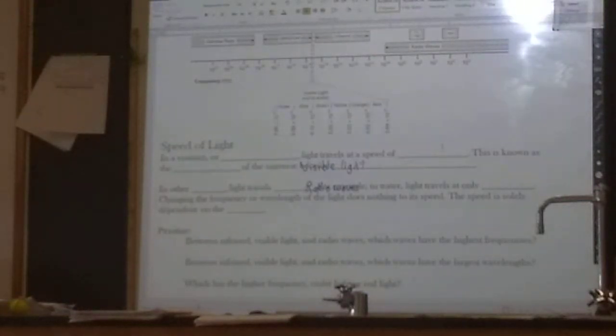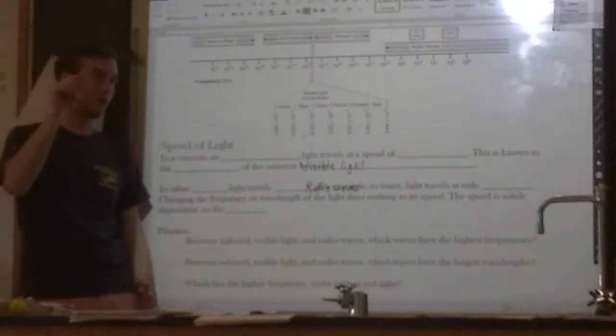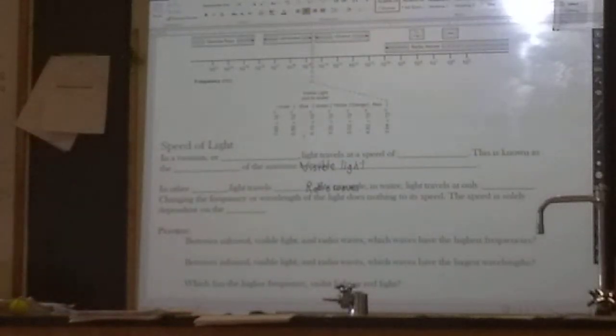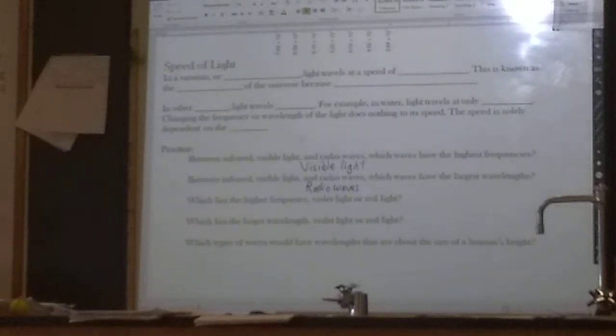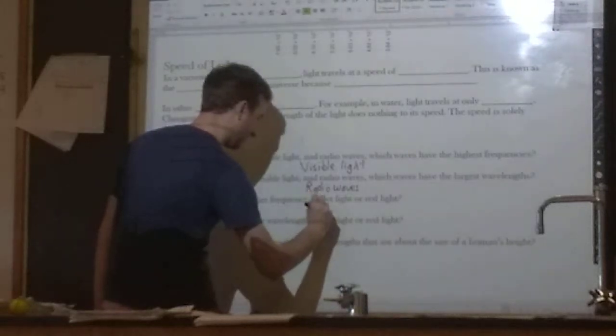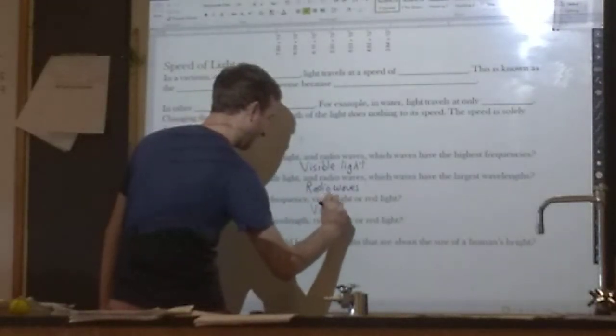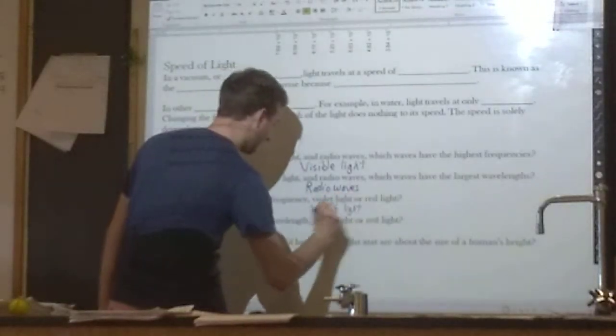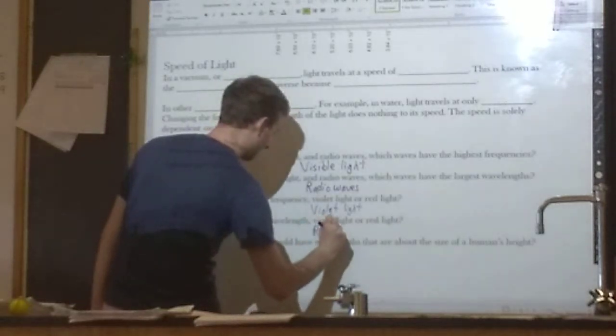But what you need to do is find the frequency there. So, which has a higher frequency? That would be violet light. And if violet light has a higher frequency, that also implies that it must have a smaller wavelength, right? So the next question down, which has the larger wavelength, violet or red? Let's see, so the first one, higher frequency. That would be violet light. Which has the larger wavelength? That would be red light.